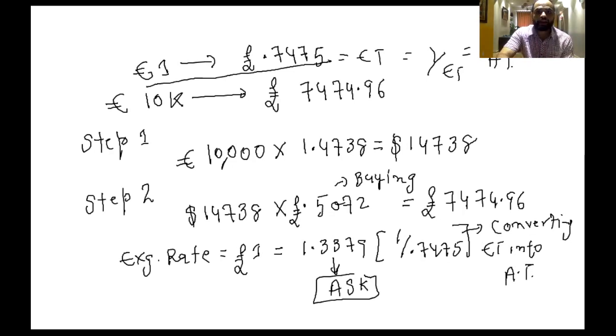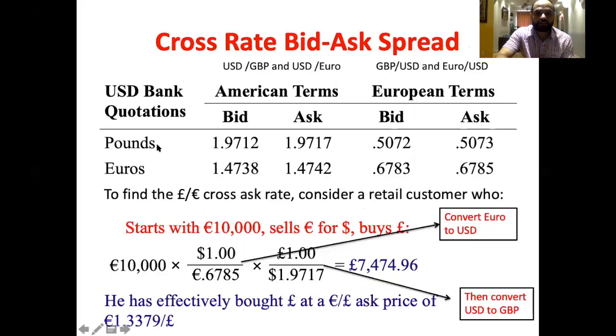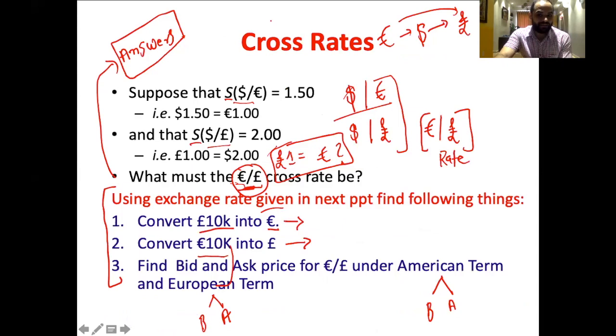So let's go to the slide and check what they're doing on the slides. Yes, they are doing similar things, but they are using indirect quotation, while in my explanation I use direct quotation. It doesn't matter if direct or indirect, your answer will be the same, 0.7475. So these are the exchange rates they got. 1 pound equals 1.3379 euro, which is the ask price. So we got bid and ask for American terms.